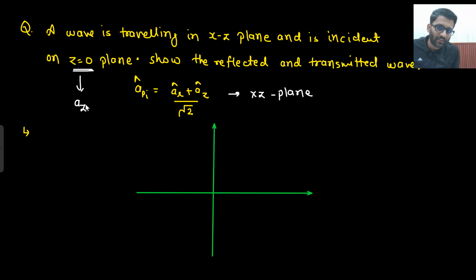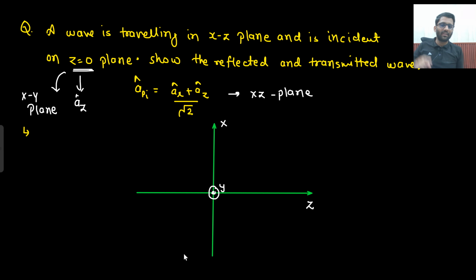Now what will be the perpendicular vector? The perpendicular vector would be a_z cap. So I will always try to keep the perpendicular vector in the horizontal direction. So this I will make z, this I will make x. Why am I doing so? Because x cross y will give me z. So this will be my y. If this is x and this is z, this would be my y. Now this xy plane is my boundary plane. Basically z equals 0 means the xy plane only.